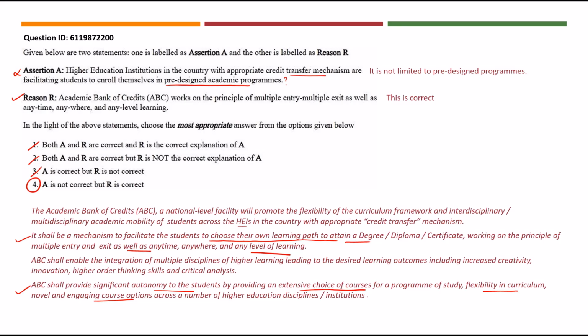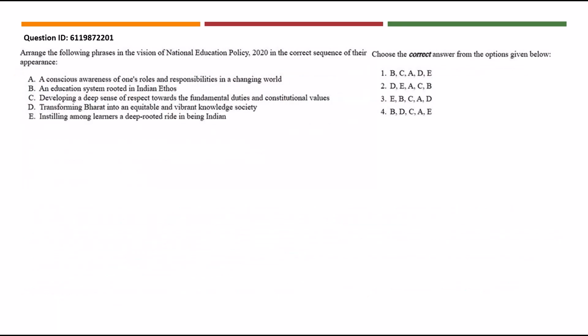A is not correct, but R is correct as the right answer. Next question. Arrange the following phrases in the vision of National Education Policy 2020 in the correct sequence of their appearance. Instead of reading all those statements, we will directly see the order, and after that I will tell you what is the meaning of every statement.